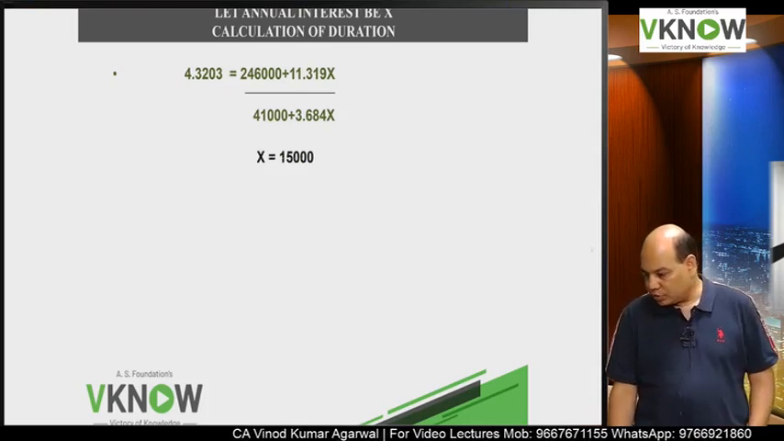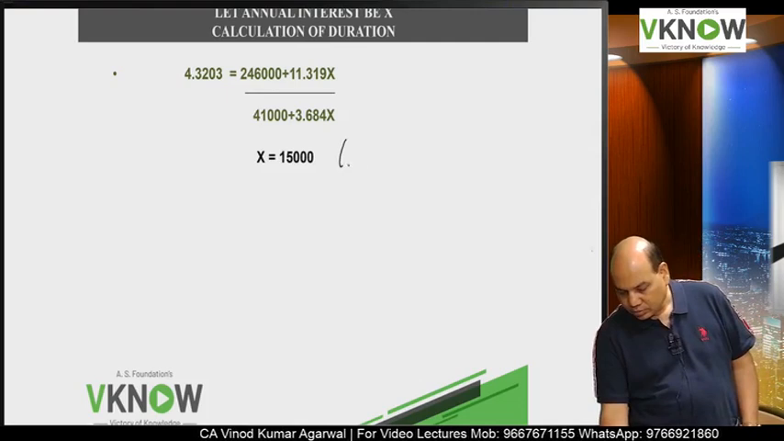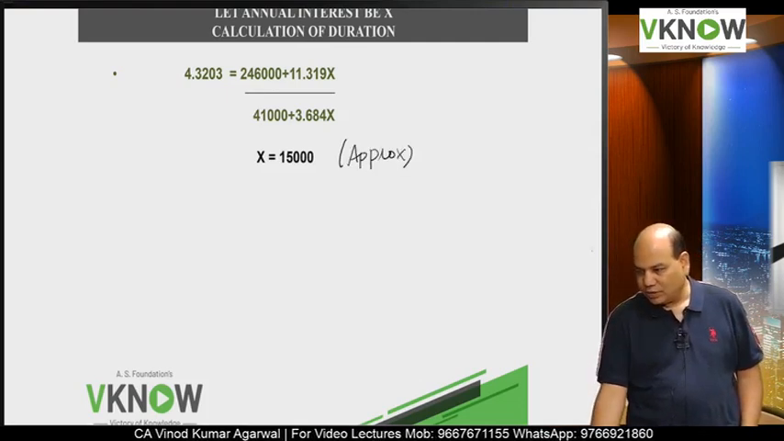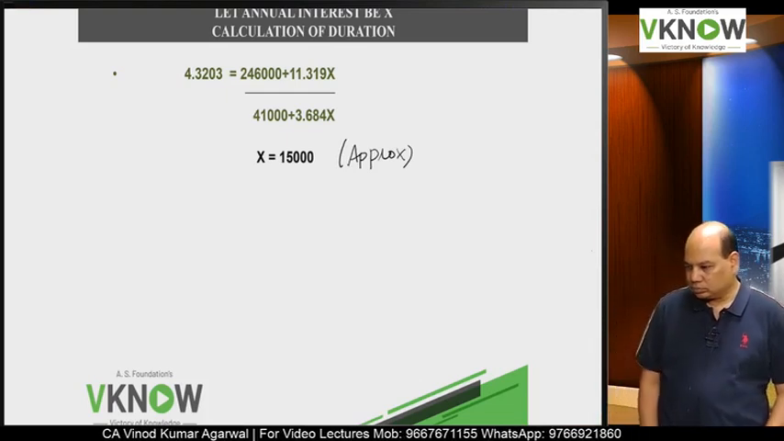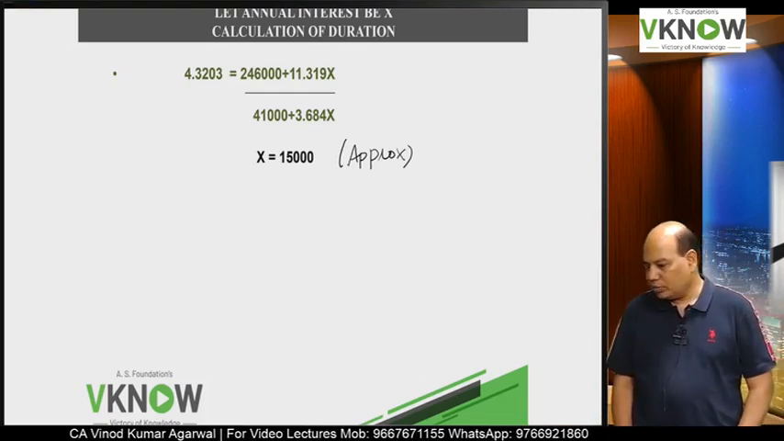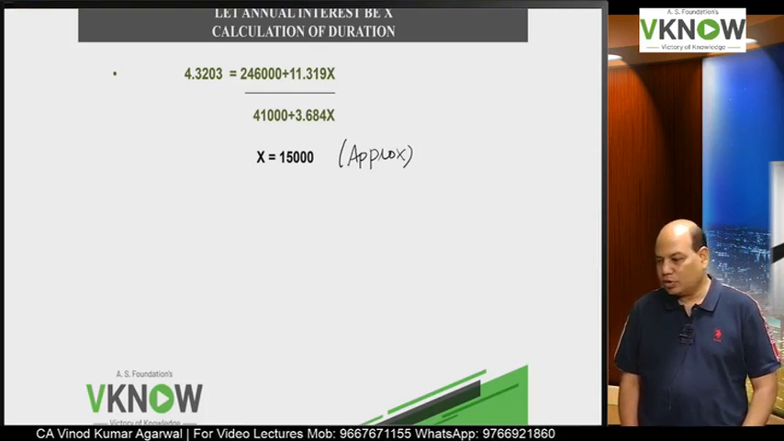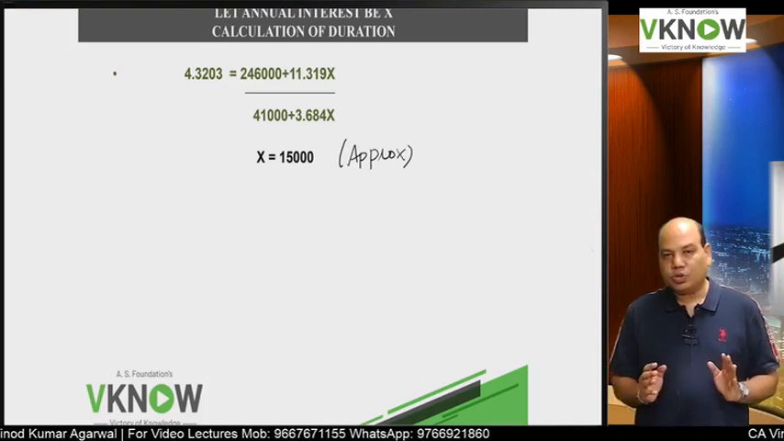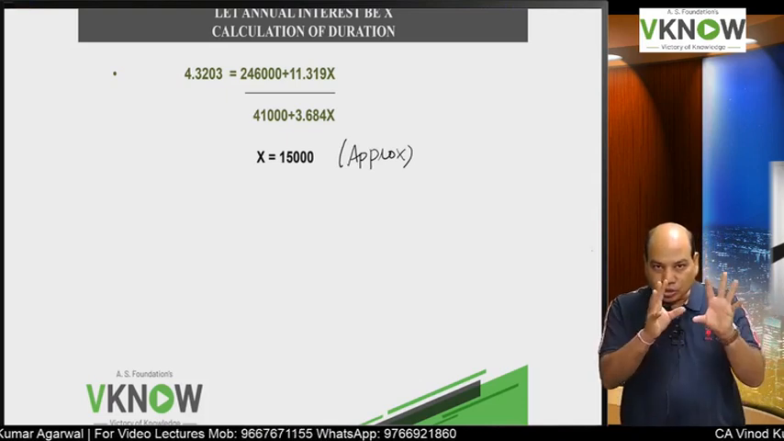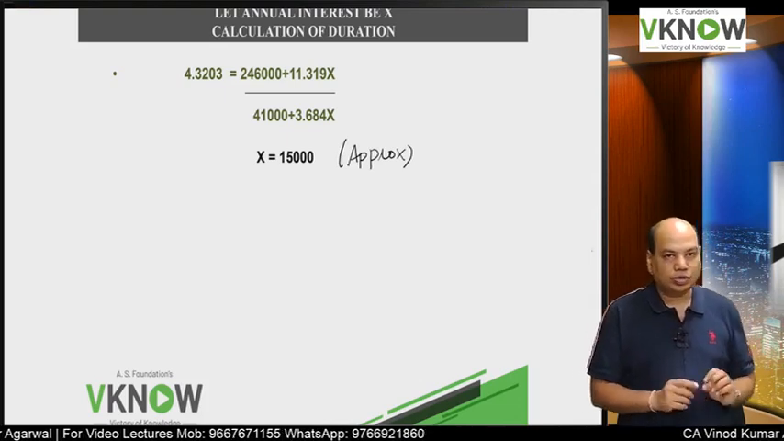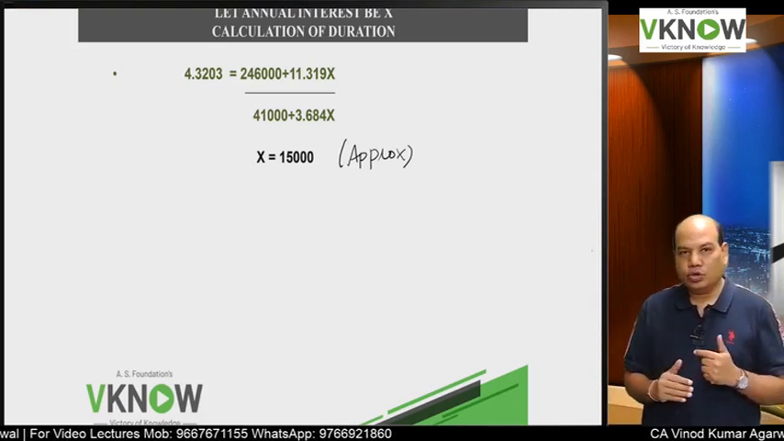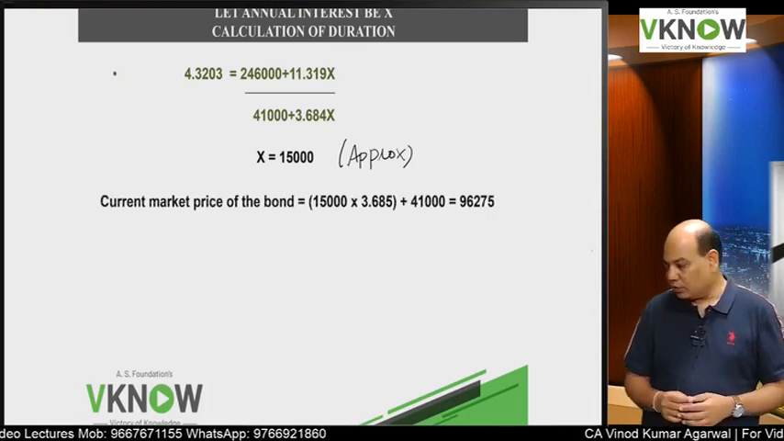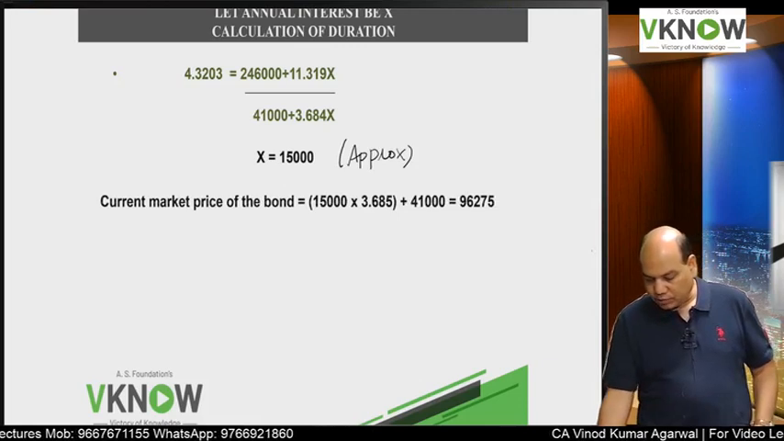So it comes to approximately 15,000. Check. Please tell me if it is right. 15,000, is it right? Approximately. Now if I put the value of 15,000 in the total of the fourth column, the total of the fourth column is the price, and you will be able to calculate the current market price of the bond.